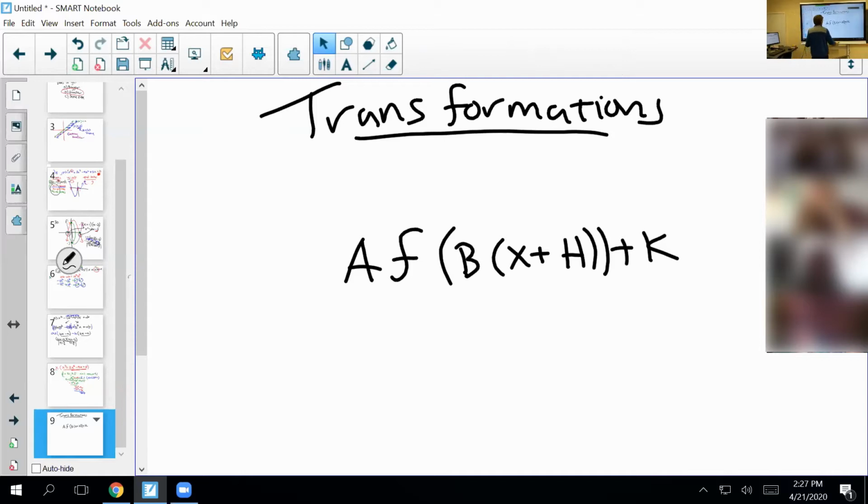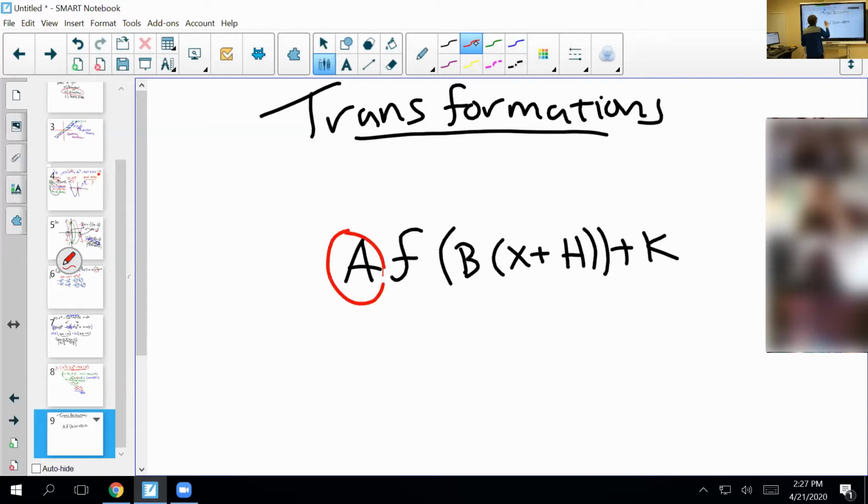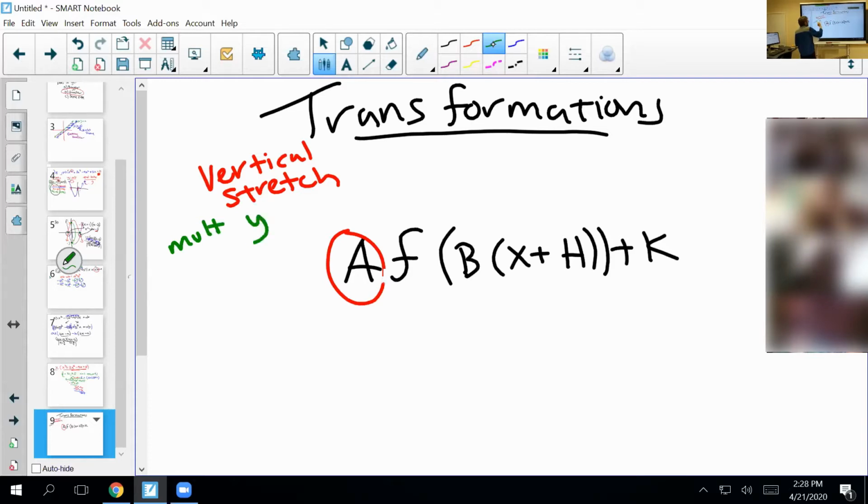So, for example, the A is a vertical stretch. And what's really going on with this vertical stretch is we are multiplying the Y value, that's what makes it vertical, by A. So any Y value in your whole graph gets multiplied by A.